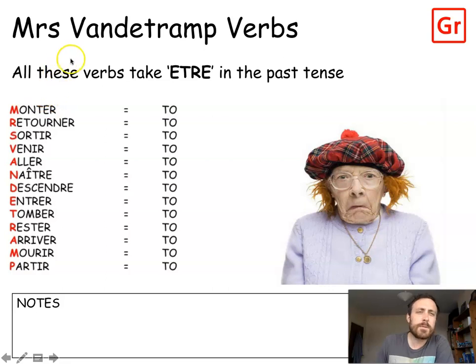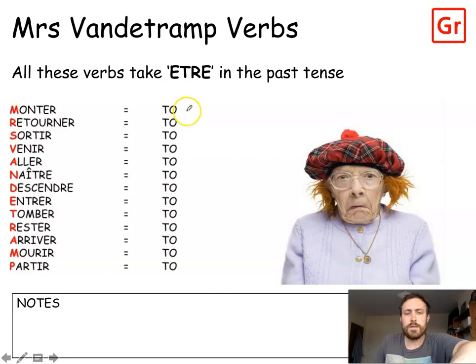And there's various permutations of this. I like to use Mrs. Vandertramp. So as you can see here down in red, we've got the person Mrs. Vandertramp. And each one of these letters actually stands for a different verb, the first letter of each verb. So M for monter, R for retourner, S for sortir, etc., etc. It's just a way of remembering the verbs that use être in the past. So we're going to go through what they mean first.